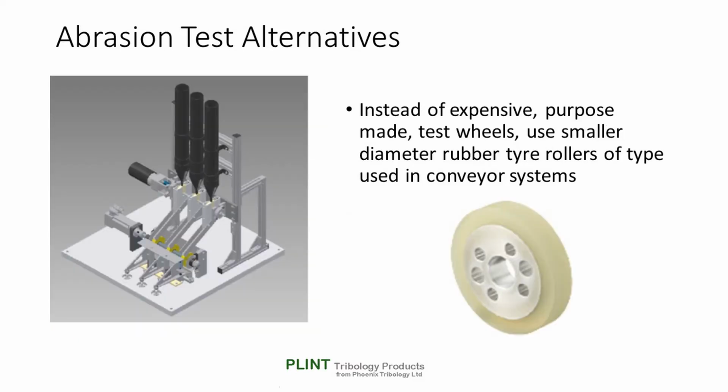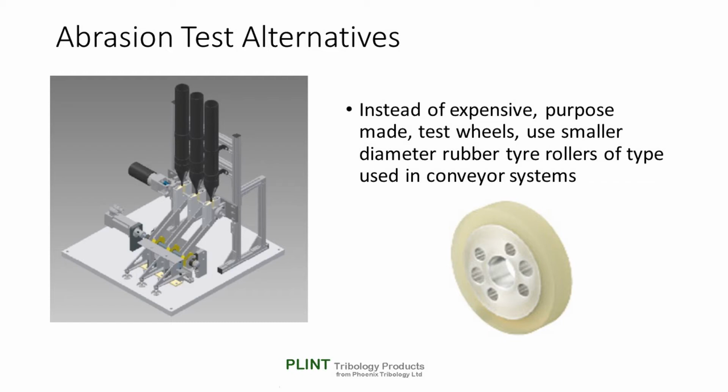Having moved away from the standard geometry, there is also potentially some merit in moving away from the standard wheel materials, in particular for those tests with rubber rim wheels. The effect of rubber hardness and composition on the wear mechanism is well documented, and the difficulty of sourcing standard compliant rubber wheels for G65 in particular has been a long-term issue.